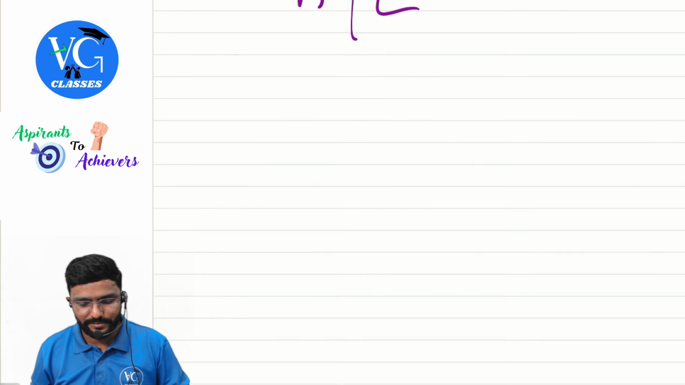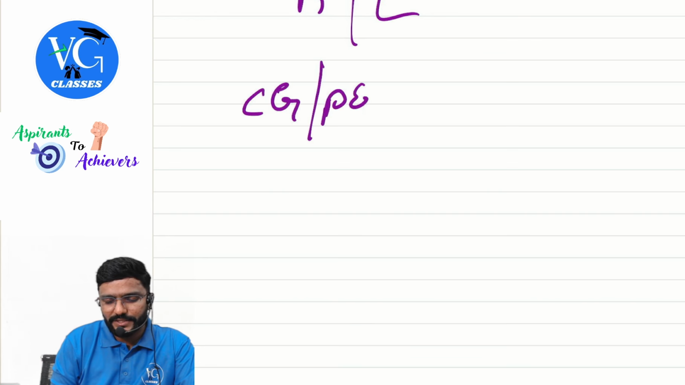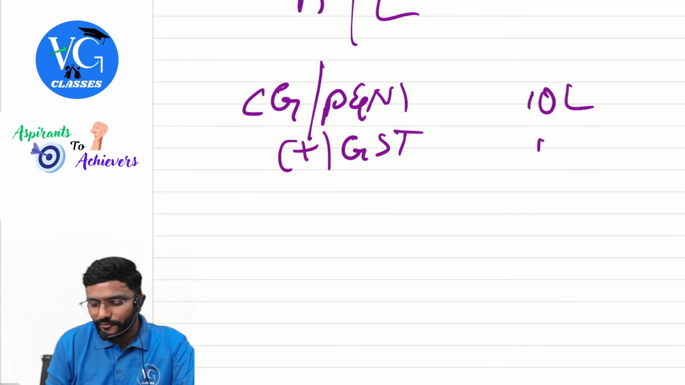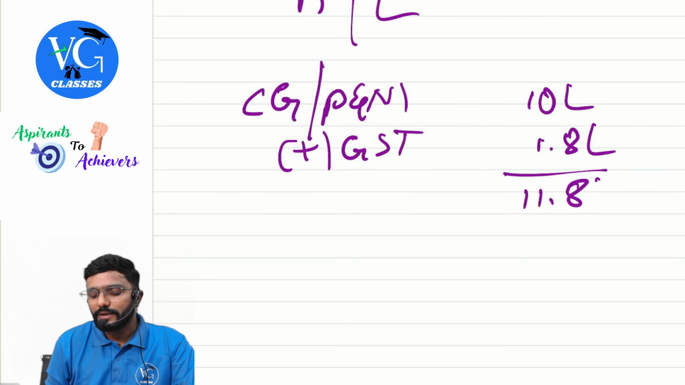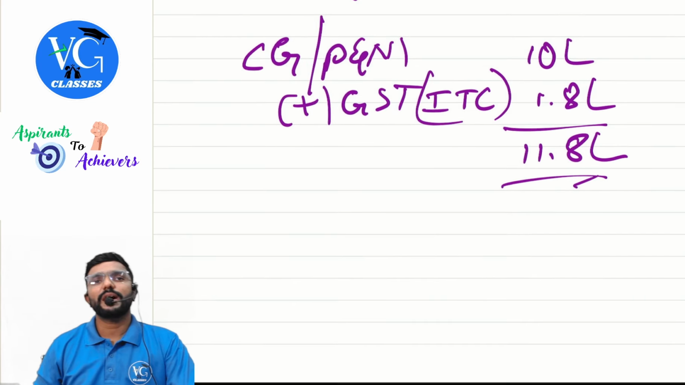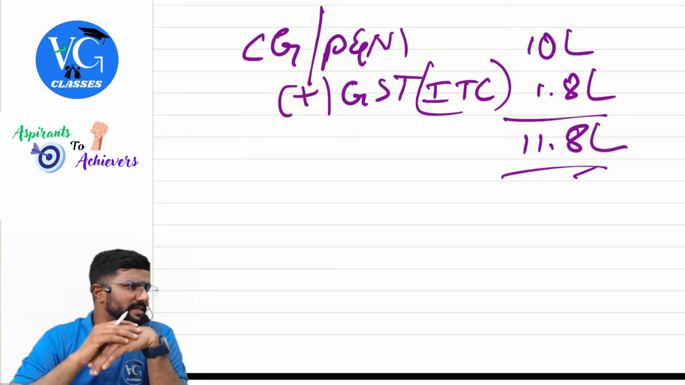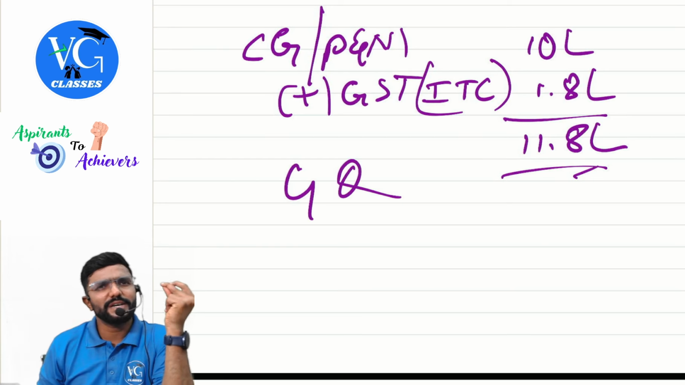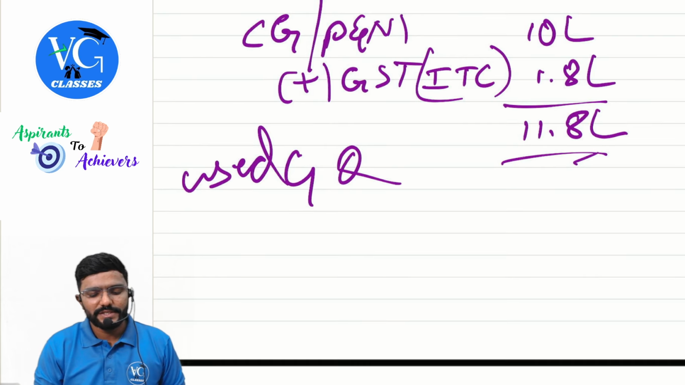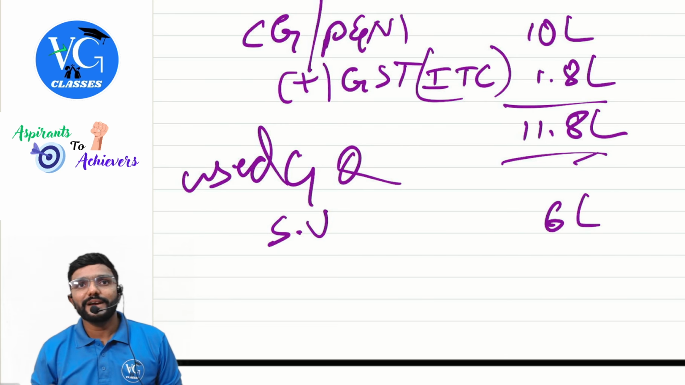So let me give an example and explain. Listen. Sir, I had purchased capital goods or plant and machinery for 10 lakh, and I have paid GST of 1.8 lakh. And I have claimed ITC for this. Now I used it for 4 quarters or part of the quarter, for my business, and sold it. Sale value, assume, is 6 lakh.